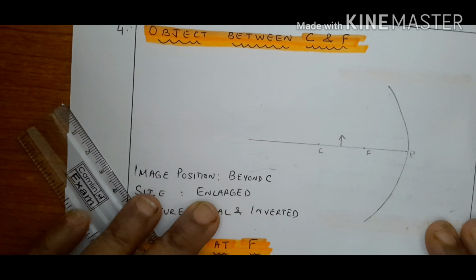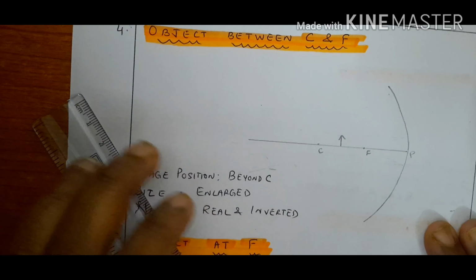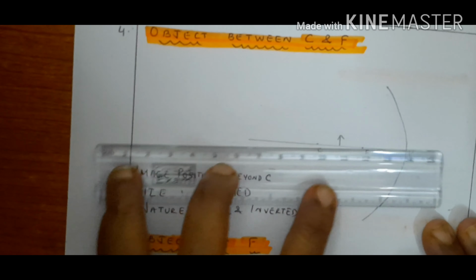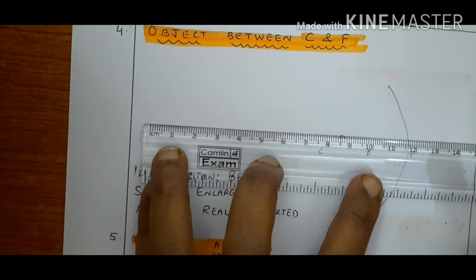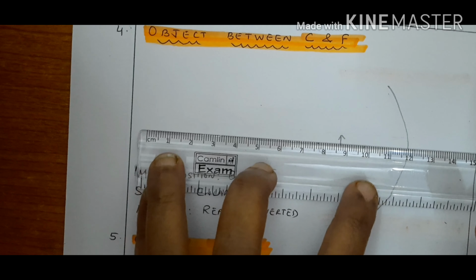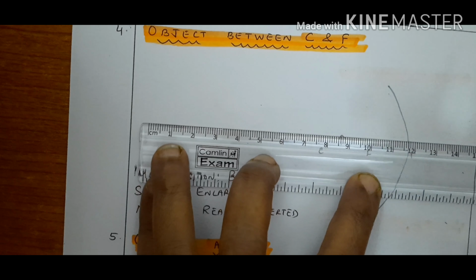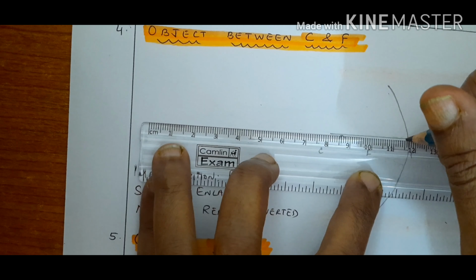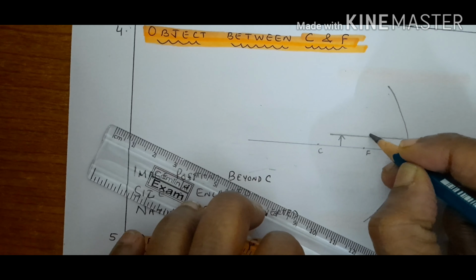Continuing, I am bringing the object closer to the mirror. The next position is I am keeping the object between C and F, the center of curvature and the focus. Here again I am drawing the first ray parallel to the principal axis. So this is the first ray, touching the top of the object, parallel to the principal axis.